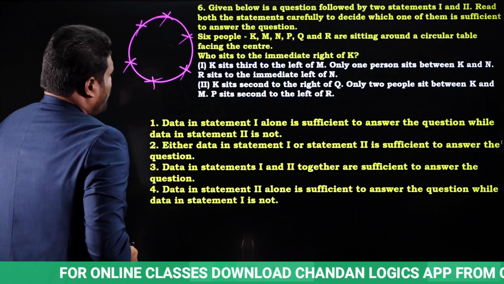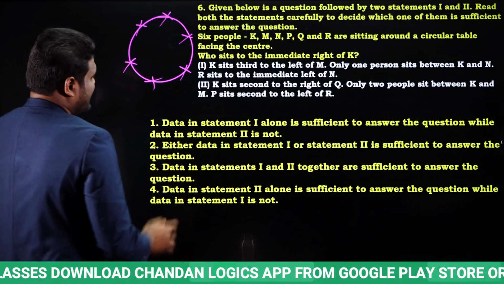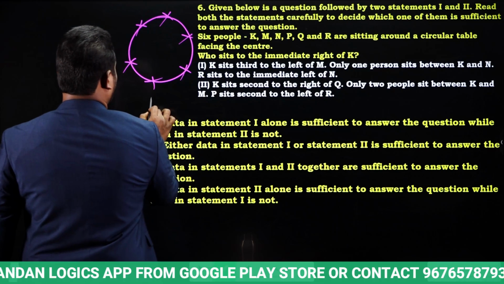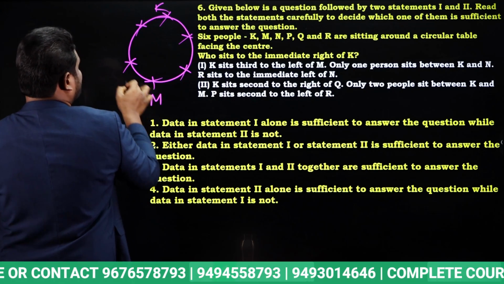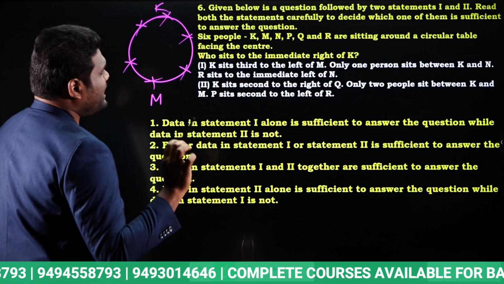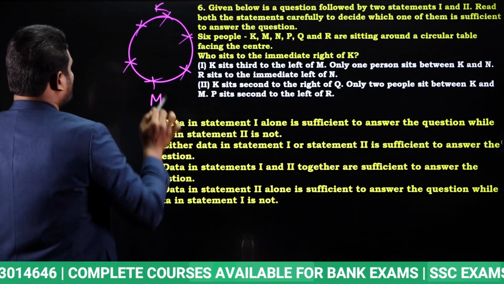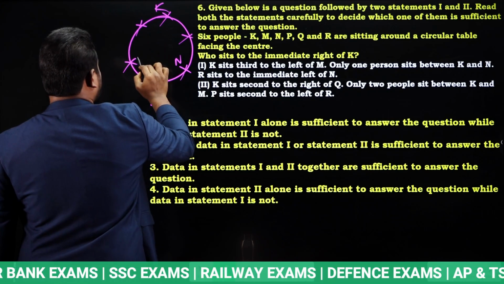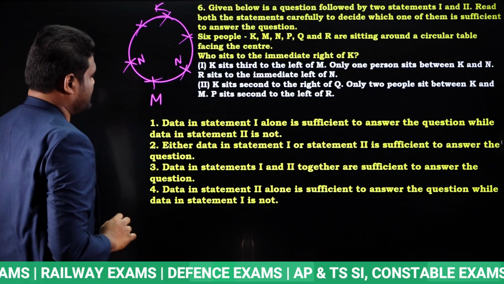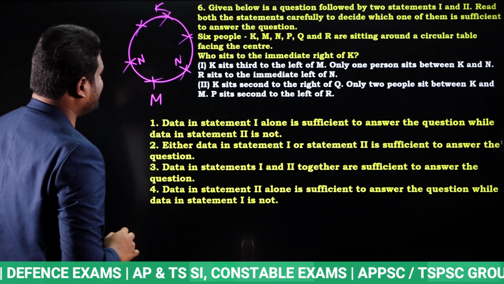Now what is the first statement? The first statement is K sits third to the left of M. So this is M. K sits third left: first left, second left, third left. Okay. K sits third to the left of M. Only one person sits between K and N. So this is K, and this can be N. So N has 2 possibilities. Next, R sits to the immediate left of N.